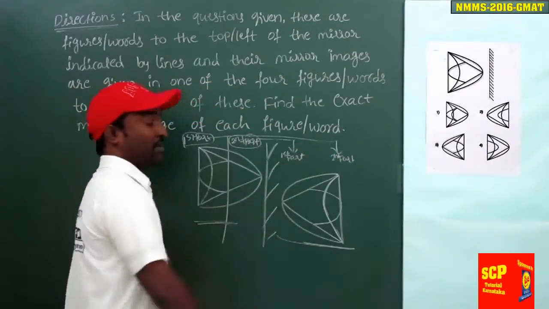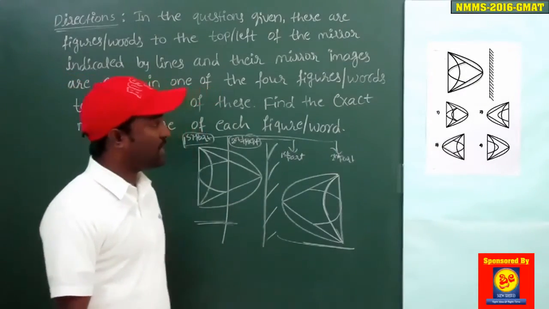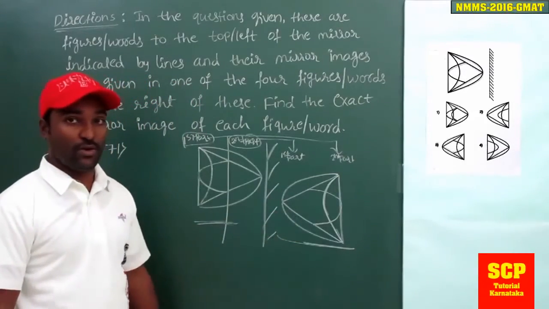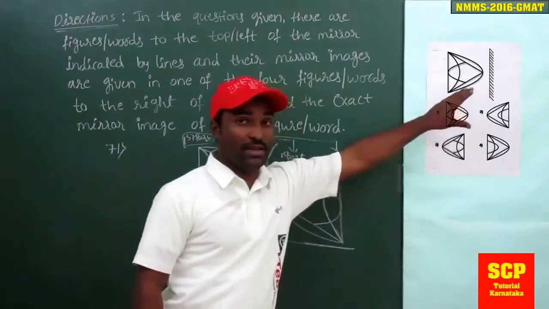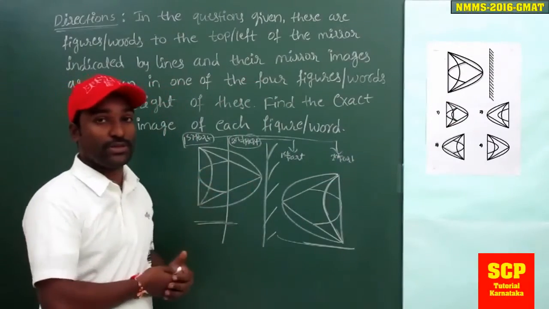And just compare this with the given alternatives. If you see, the first option is not at all matching with this one. That's why first option is wrong. Easily you can identify first option is facing in that direction, but the mirror image is facing in this direction. That means first option is wrong.